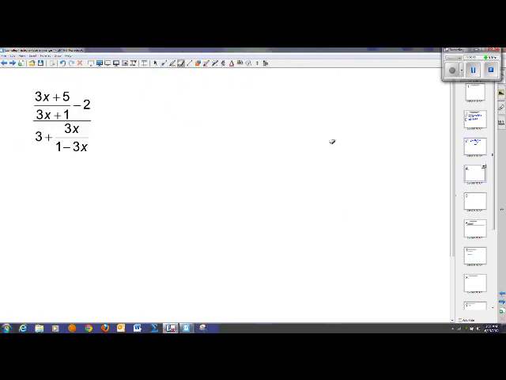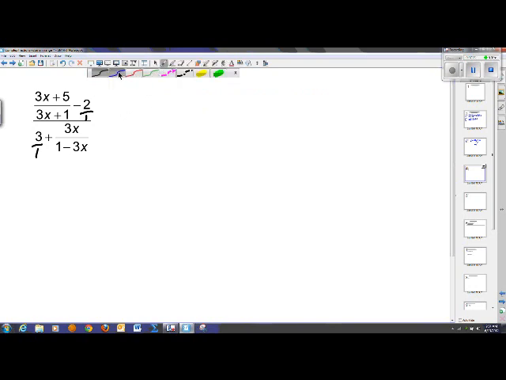In this example, you're going to notice that we have two completely different terms, 3x plus 1 and 1 minus 3x, in my denominators. Now, again, under the 2, we have a denominator of 1, and under the 3, we have a denominator of 1 as well. All right. Our common denominator is going to be actually the product of both denominators since they are completely different.